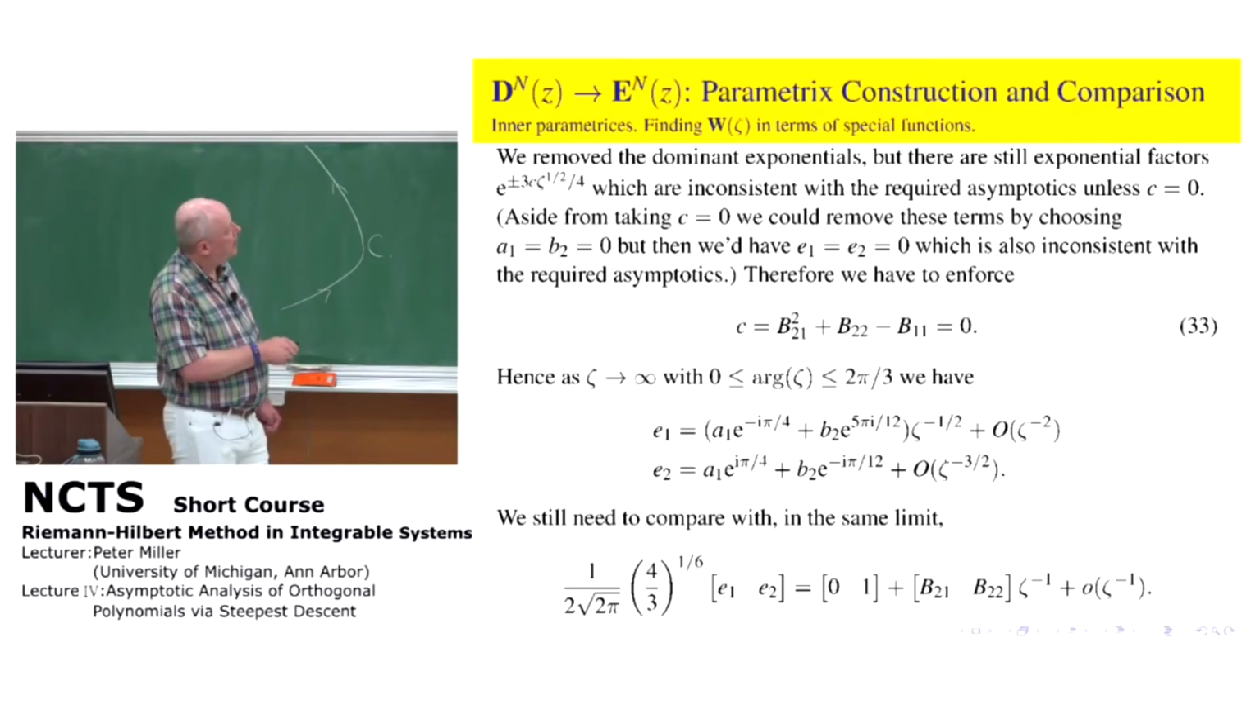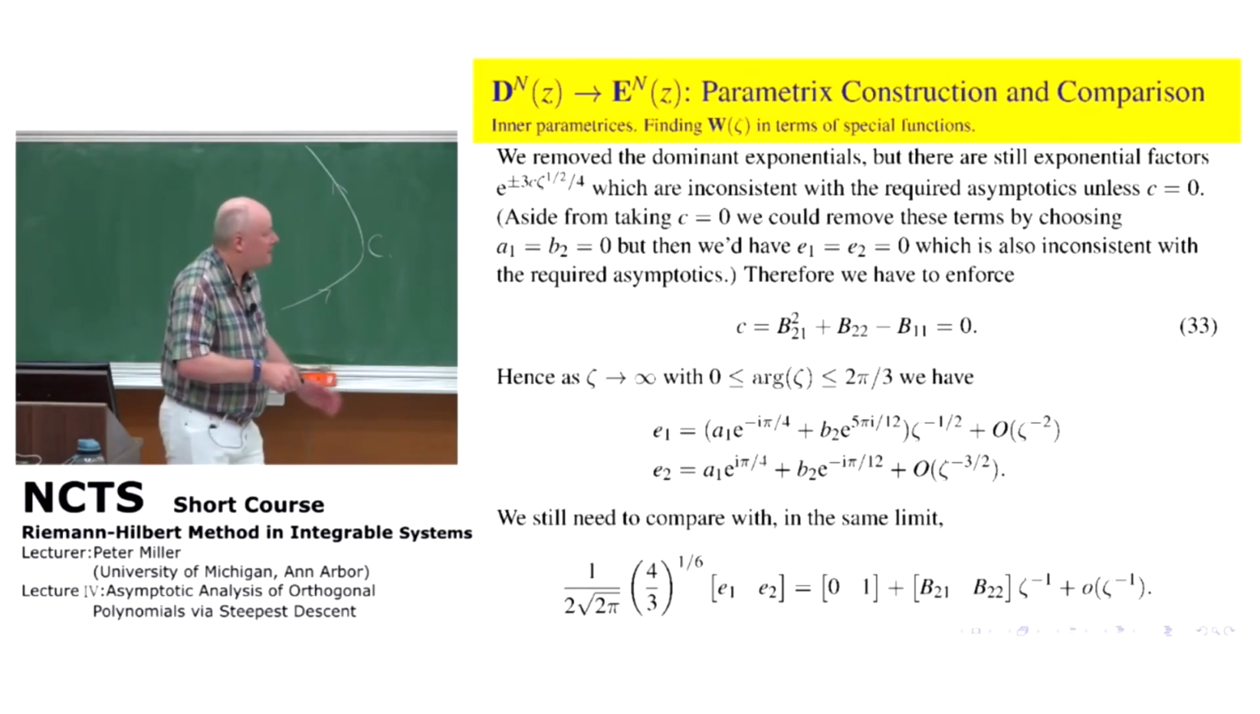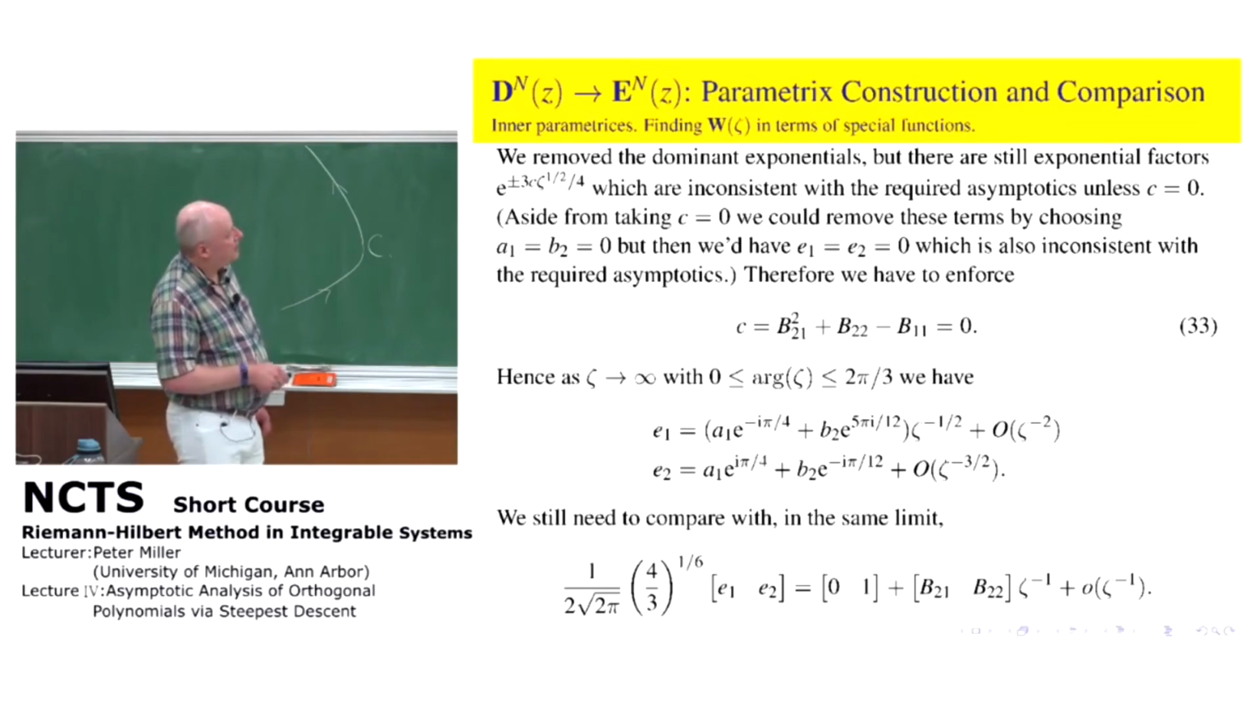And so now we again write this out. Zeta goes to infinity in our sector. Now E1, E2 look like this. So again, we have to compare with the same expansion down here. And we see now that this thing is somehow a problem. It's still decaying quite slowly compared to anything that's standing over here.